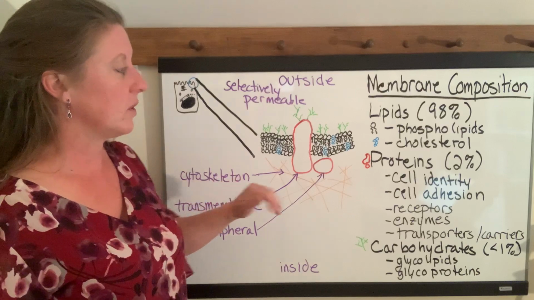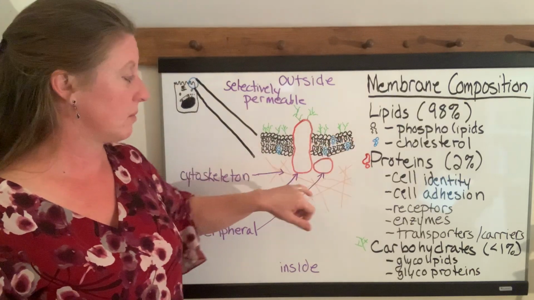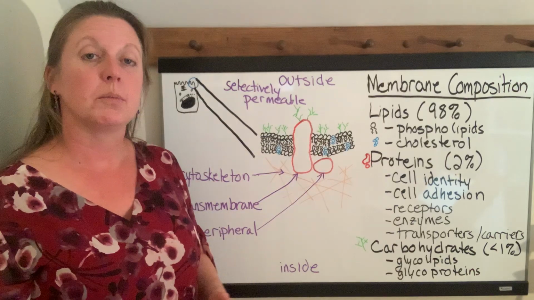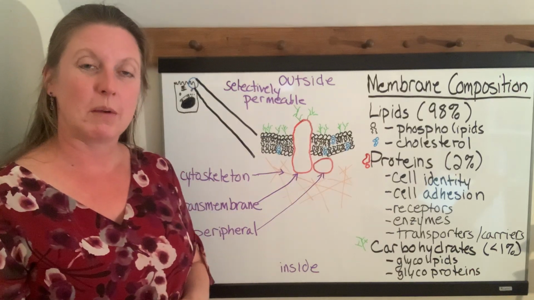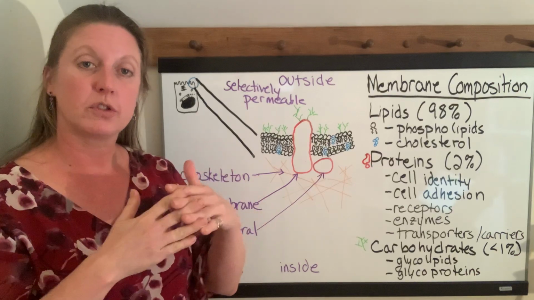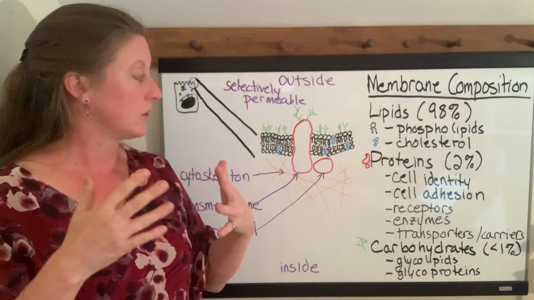In addition to phospholipids, we have cholesterol, which is represented by this ring structure. Cholesterol plays an important role in the plasma membrane because it allows for membrane fluidity, or for the membrane to be able to move without rupturing.